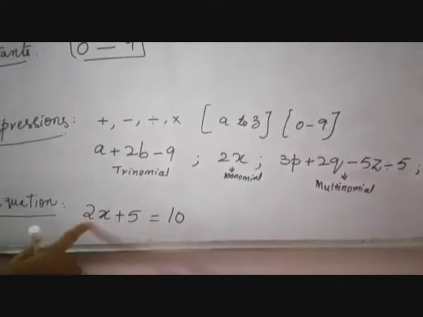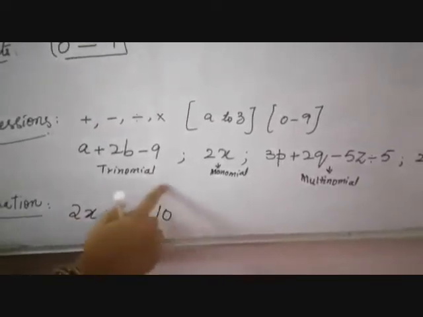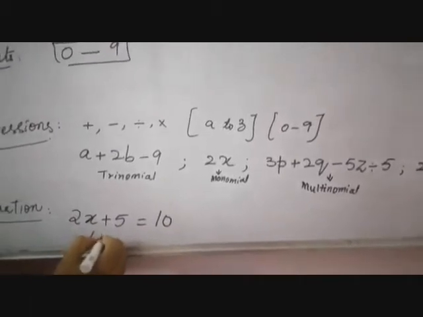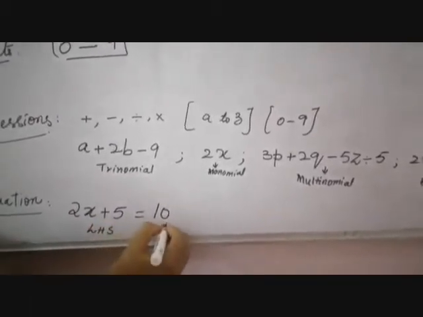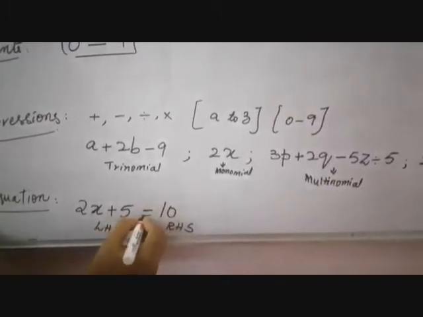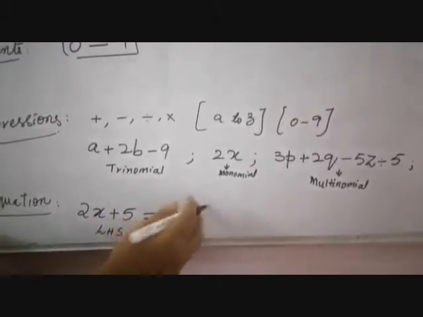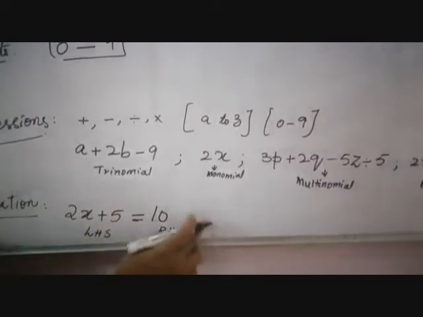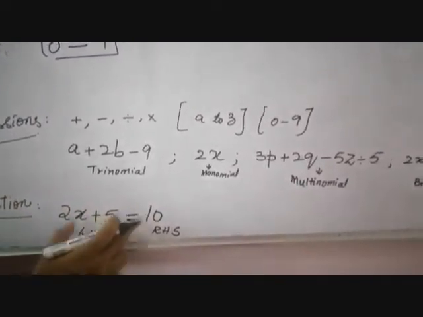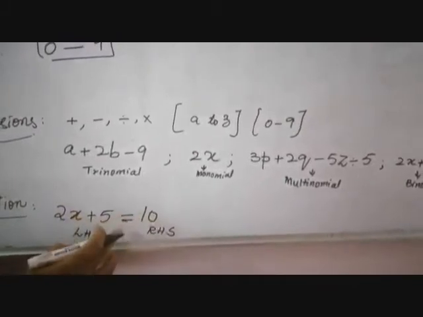Here is one expression. This is also one expression, a constant number, isn't it? So in between 2 expressions, this is your LHS, left hand side. This is your RHS. In between LHS and RHS, there should be an equal to sign. Then both the expressions are called an equation. When there is an equal to sign in between 2 expressions, then that is called an equation.